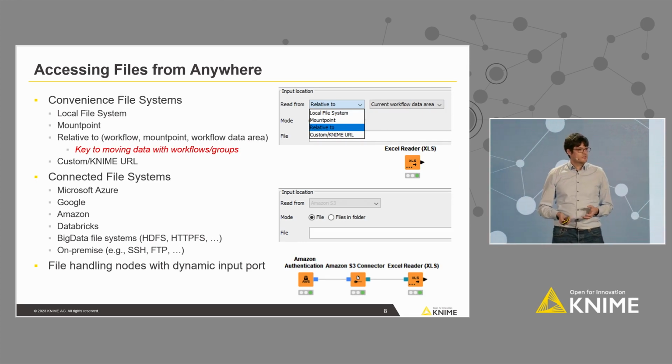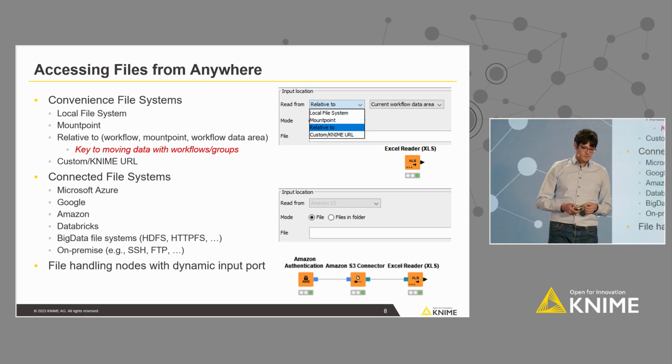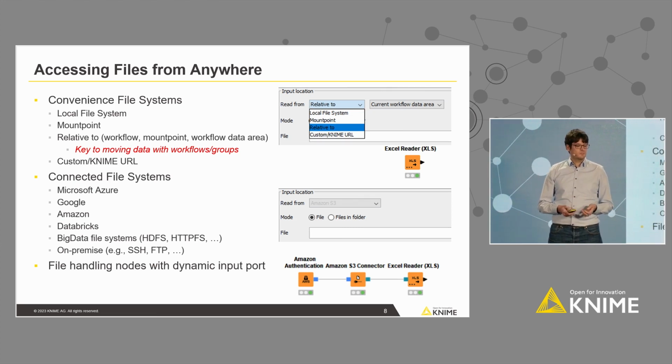And then how can you access files from practically anywhere in KNIME? So we have two concepts there. One is the convenient file systems, and I already talked about the relative-to file systems, so they are part of this convenient file system section, but there you can also have local files, for example, or special KNIME file systems like mount points or spaces on the KNIME Hub, for example.